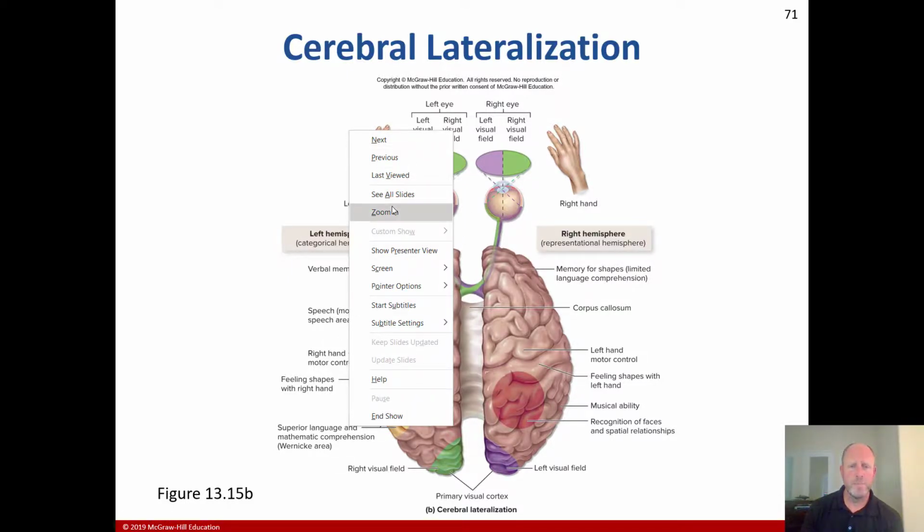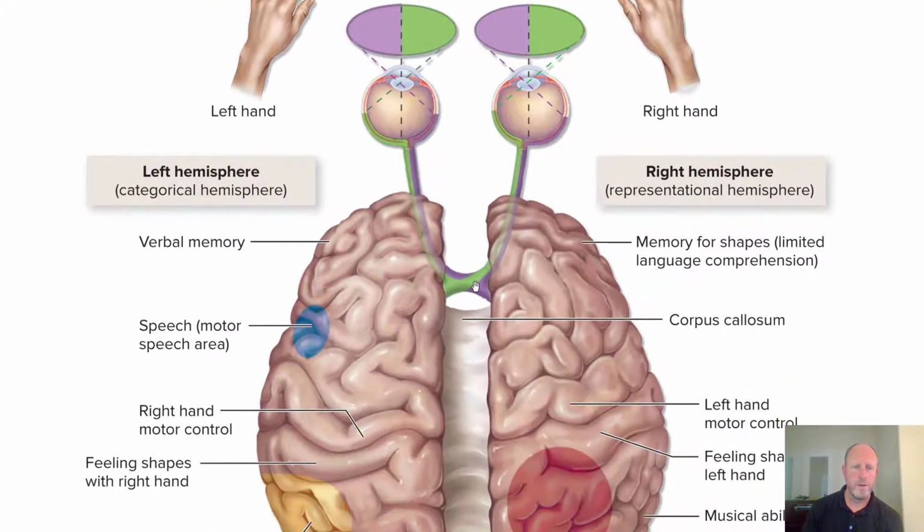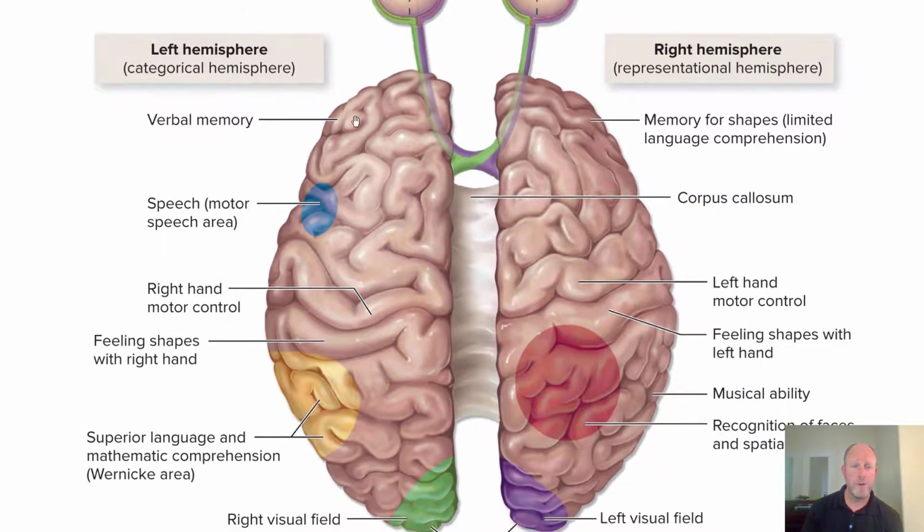I'll zoom in here. So we have for left hand, right hand, we have our left visual field and right visual field from our eyes here, left eye and our right eye, the opposite here with left visual field and right visual field, crossing patterns there. For our left hemisphere, our categorical hemisphere, we have our verbal memory, our speech motor area, and our right hand motor control here.